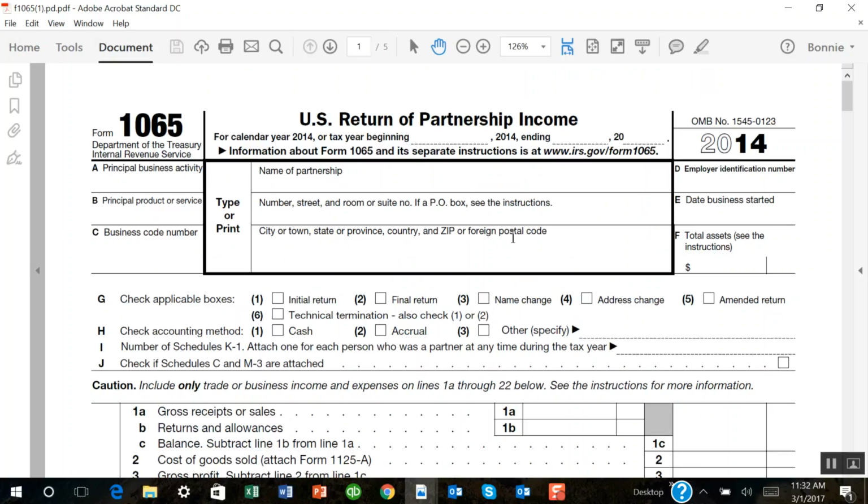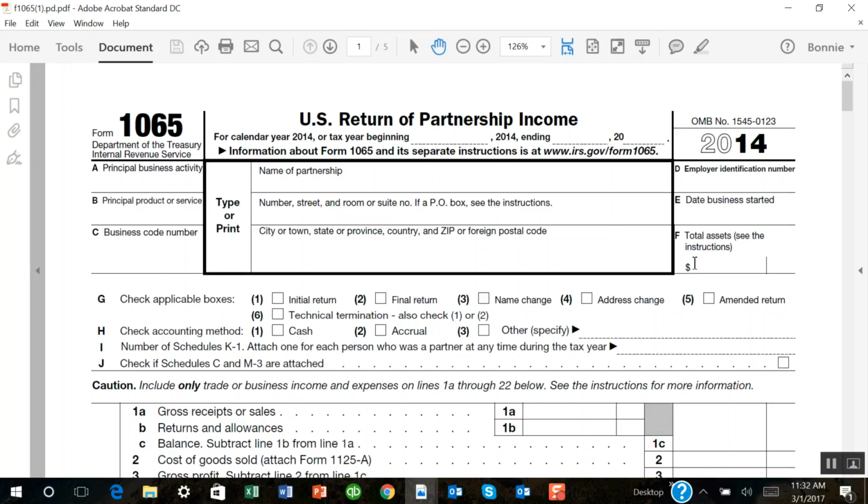You would fill out the name and address of the partnership, the employer ID number, and the date that the business started. I think this is all in the facts in that Word document. Then if you look at the instructions, item F is supposed to be the total assets as of the end of the year, and that was given to you.